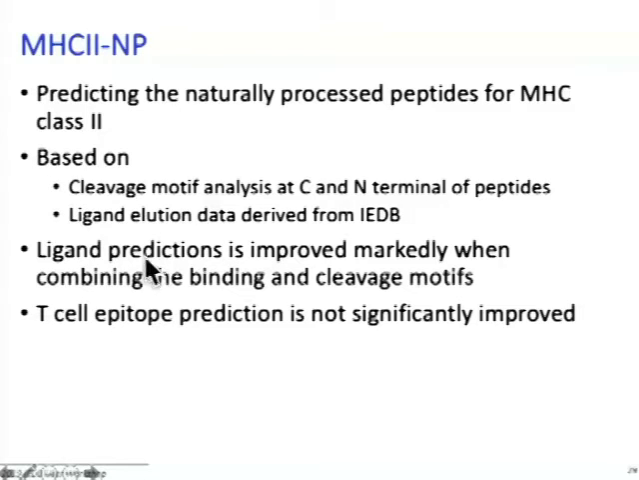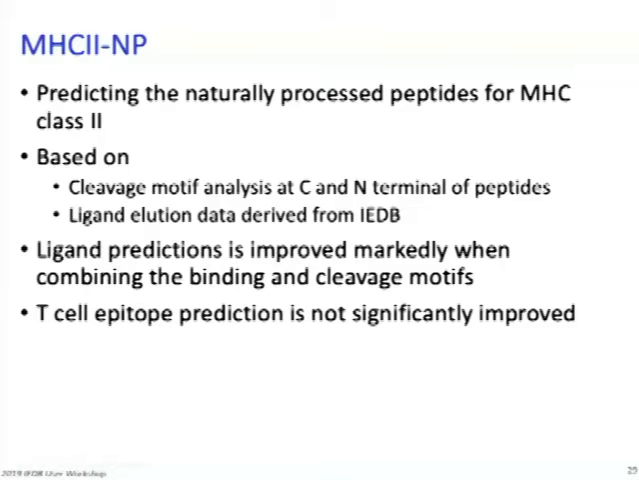When we used these algorithms, we were really happy because we were able to get much, much better at predicting the specific ligands that can be eluted from MHC class 2 molecules. So it works; you're getting much better at identifying the repertoire of peptides. However, when we then tried to predict epitopes, we did not get a significant improvement, which is super annoying. And it took us a while to understand it.